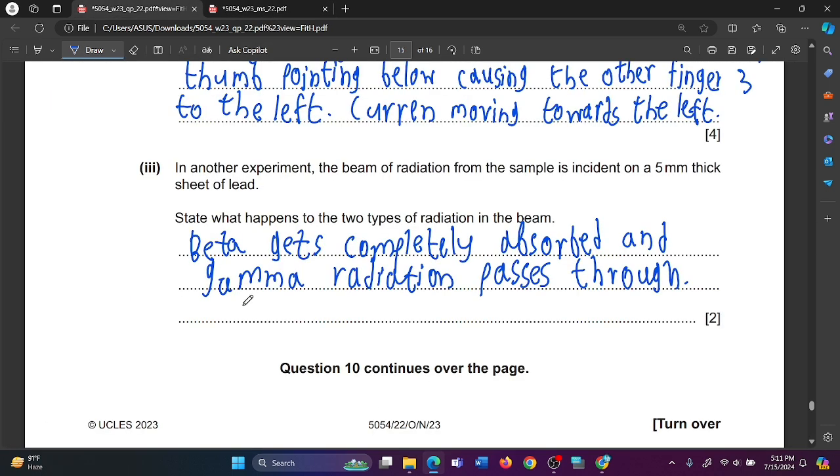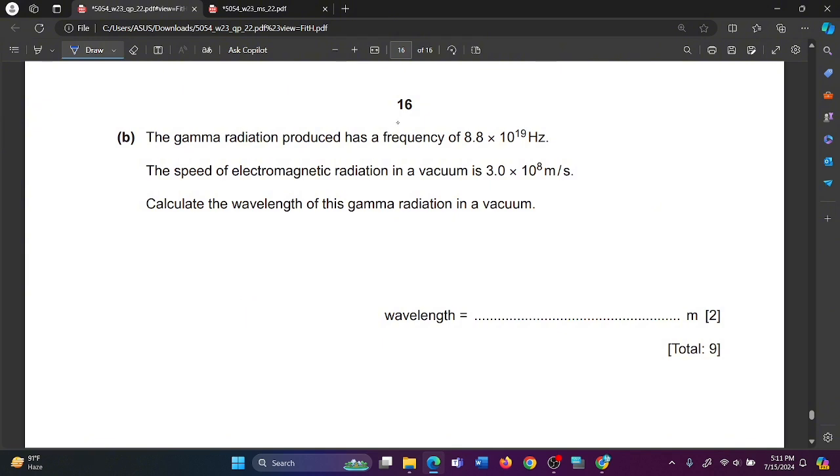Now let's move on to the final part. The gamma radiation produced has a frequency of 8.8 into 10 to the power 19 hertz. The speed of the electromagnetic radiation in a vacuum is 3 into 10 to the power 8 meters per second. Calculate the wavelength of this gamma radiation in a vacuum. A very simple math. We need to use the formula of the speed of a wave, that is v equals to f lambda. This lambda means wavelength, frequency is f, v is speed. So if we need to make lambda subject, we take f to the other side, that is v by f.